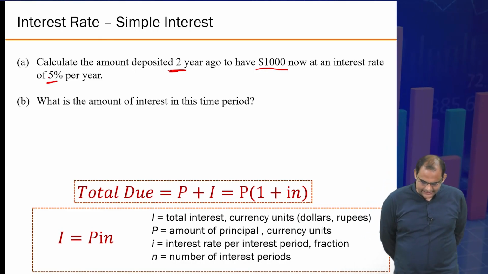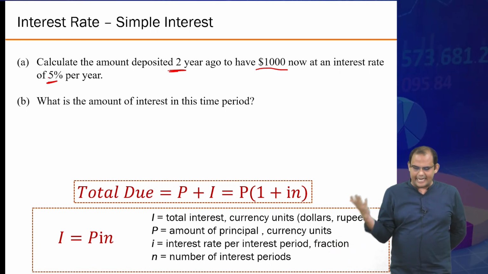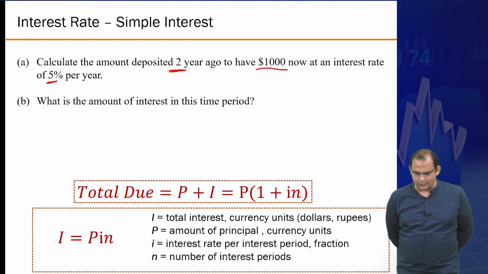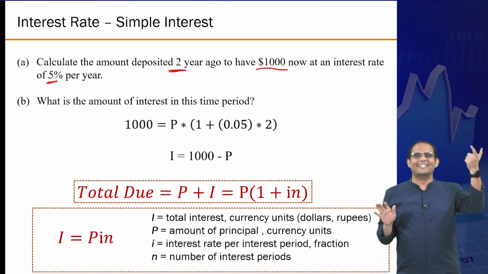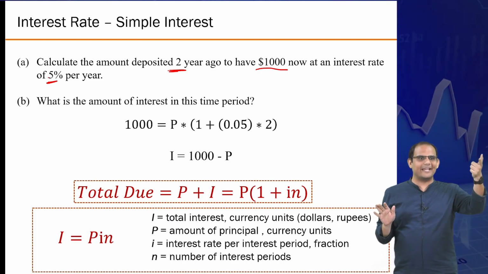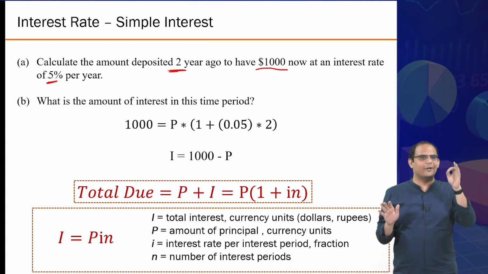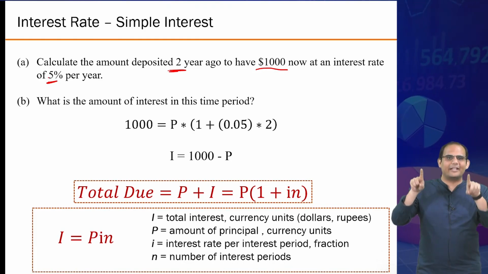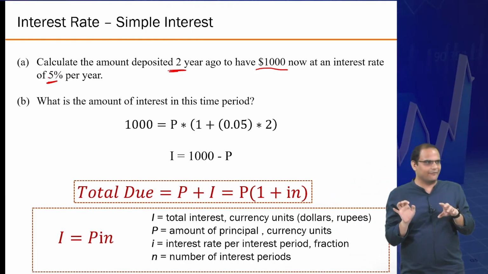So 2 years ago the amount was deposited. Now the amount is $1000 at an interest rate of 5% per year. What do you think was the principal amount? Exactly. This is the most common mistake you will make in your Excel sheet. 5% versus 0.05, what do you have to write? You have to be very, very careful. Your answers will differ significantly and you will get 0 marks if you make these mistakes.